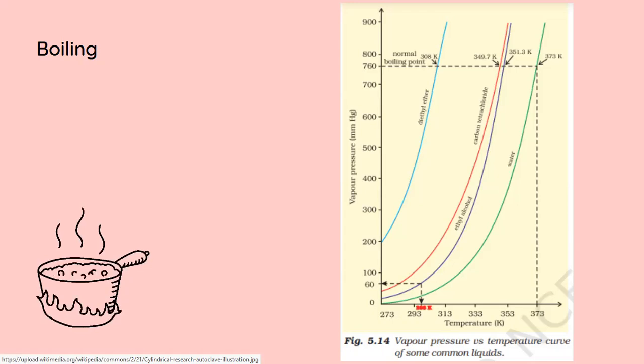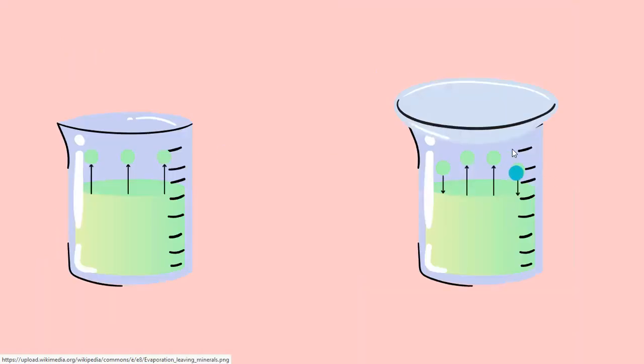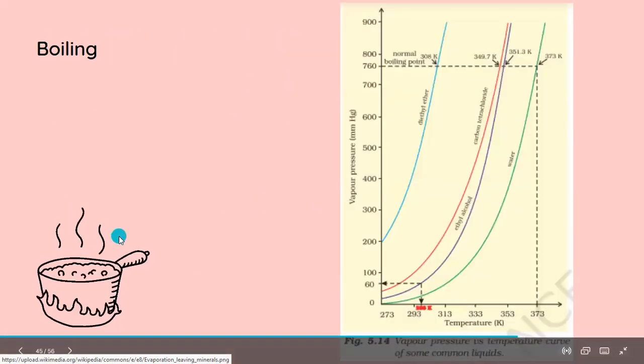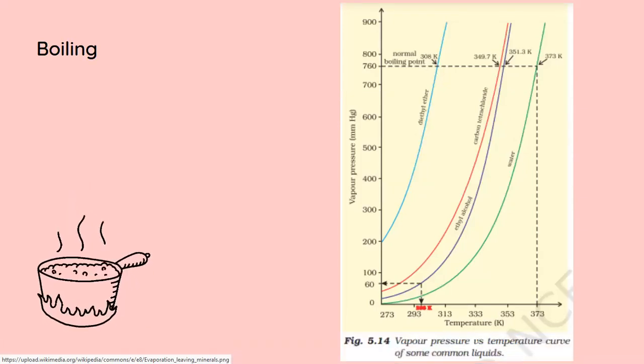Boiling, on the other hand, is this: till here, we learned about vapor pressure, the pressure exerted by the molecules when there is an equilibrium between condensation and evaporation, right? So when this vapor pressure becomes equal to the atmospheric pressure, that process is called boiling. Boiling is when the vapor pressure is equal to the atmospheric pressure.